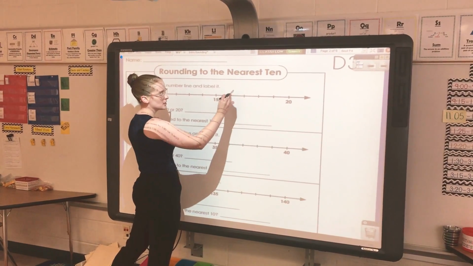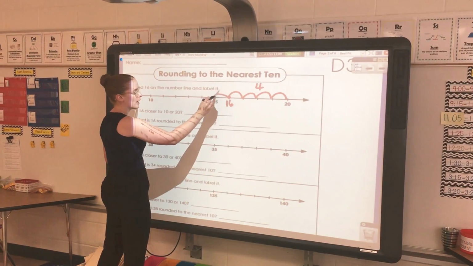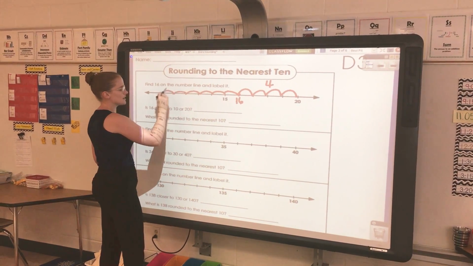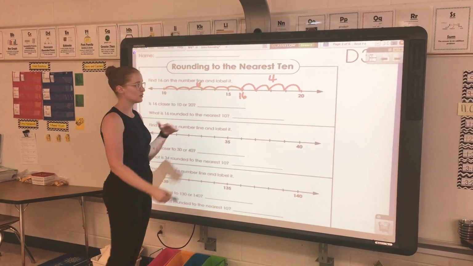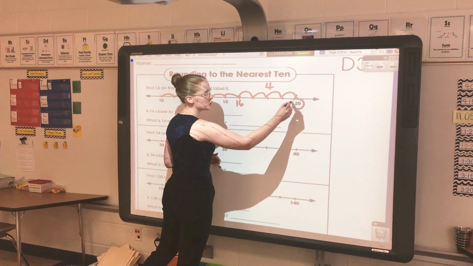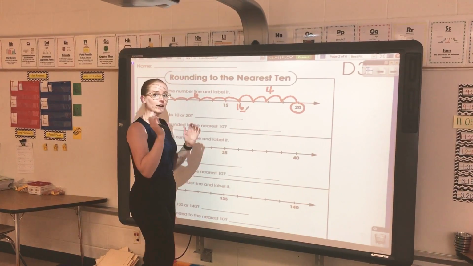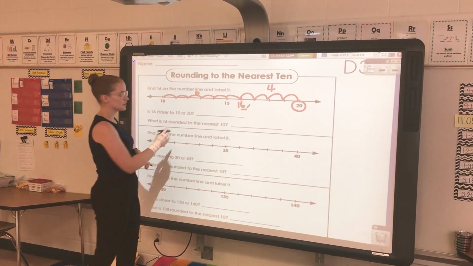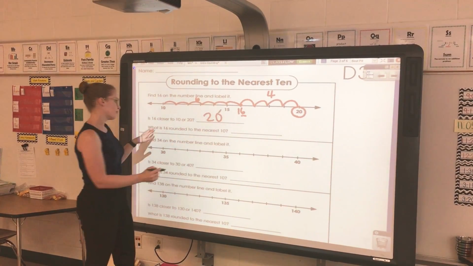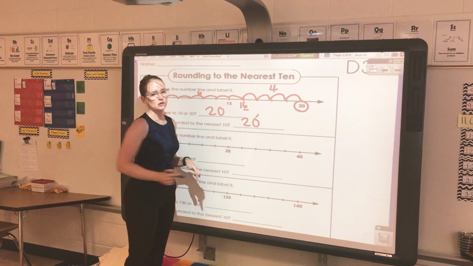So 16 is 1, 2, 3, 4 away from 20, and 1, 2, 3, 4, 5, 6 away from 10. We want to see which 10 it's closest to. So 16 is closest to 20. We also know by looking in the ones place, 6 is above 5. 5 or above, give it a shove, we round it up to 20. So is 16 closer to 10 or 20? 20, therefore 16 rounded to the nearest 10 is 20.